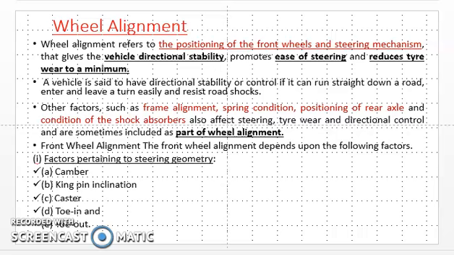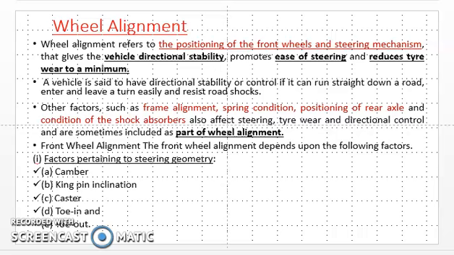Apart from that, other factors such as frame alignment, spring condition, positioning of the rear axle, and condition of the shock absorbers also affect the steering. They also affect the tire wear and directional control. At that time, these adjustments also become part of wheel alignment.